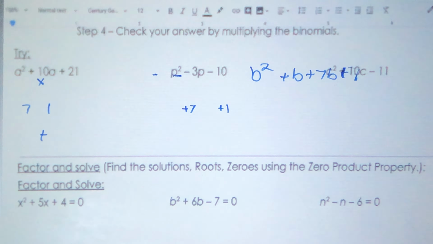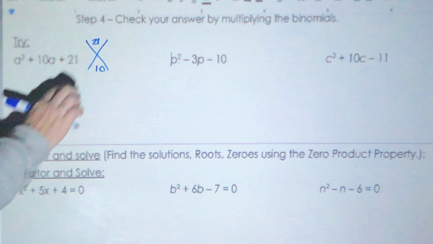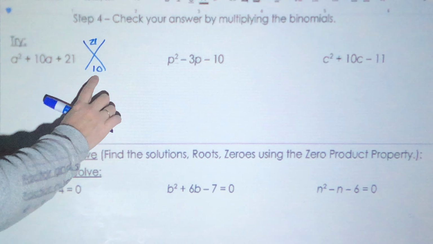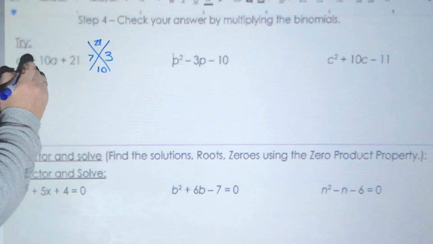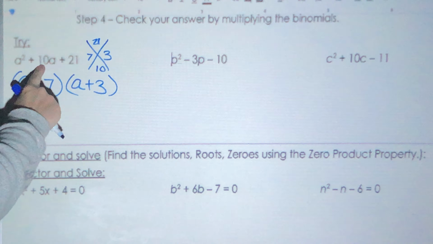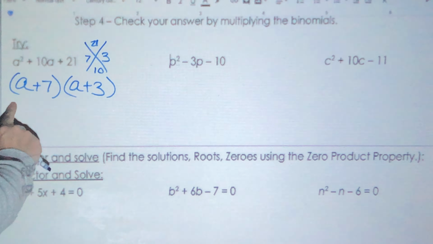The first one is a squared plus 10a plus 21. So to make my little puzzle here, I'm looking for two numbers that multiply to give you the c. So multiply to give you 21 and add to give you 10. So I'm thinking of two numbers that multiply to give me 21, add to give me 10, and those two numbers would be 7 and 3. So my two parentheses would be a plus 7 and a plus 3. If you multiply these two binomials, you will get this trinomial. So this trinomial factors into these two binomials.